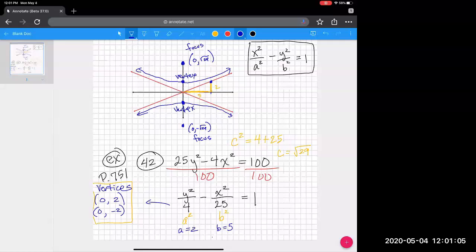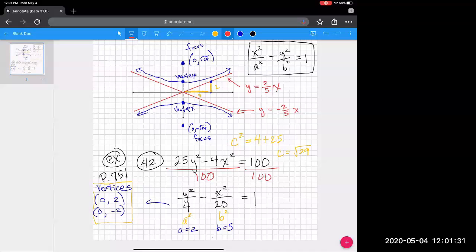And we're supposed to give the equations of the asymptotes. So my asymptote, again, it's through the origin. So this is y, and this is a rise over run of 2/5, so y equals 2/5 x. And then this one would be y is equal to minus 2/5 x.